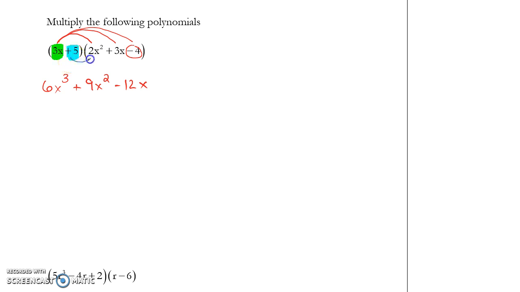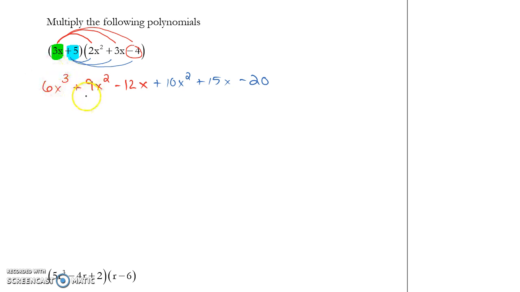Positive 5 times positive 2x squared is positive 10x squared. Positive 5 times positive 3x is positive 15x. Positive 5 times negative 4 is minus 20. So there's more multiplication when I have bigger polynomials, but I also have more or different like terms.